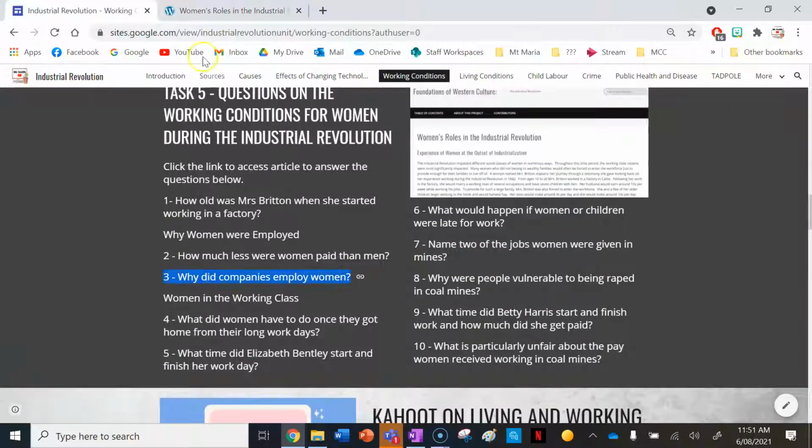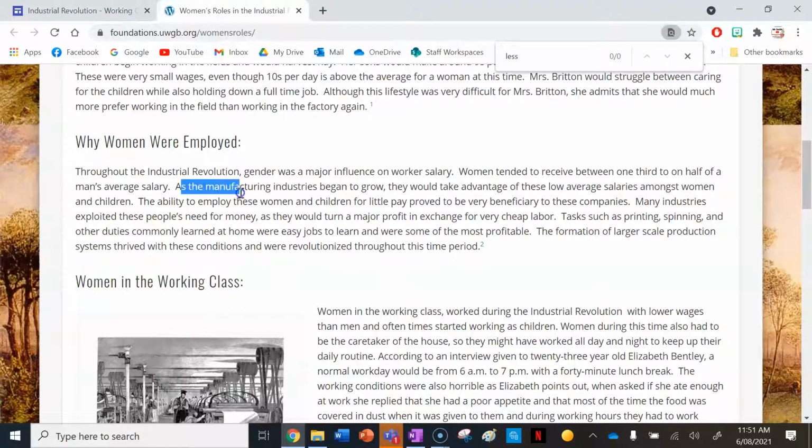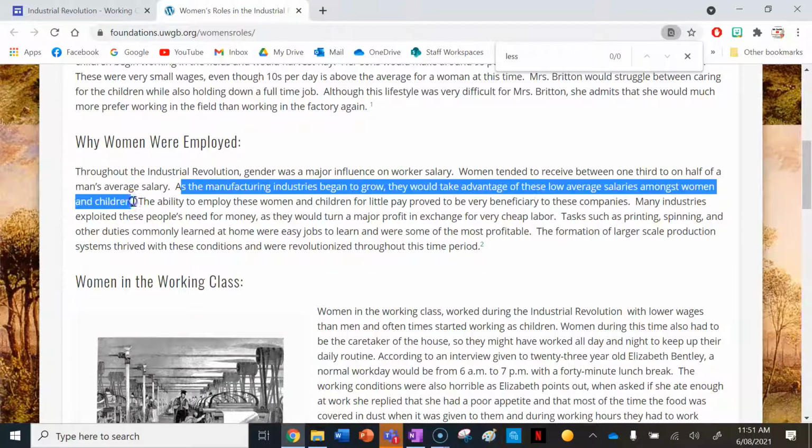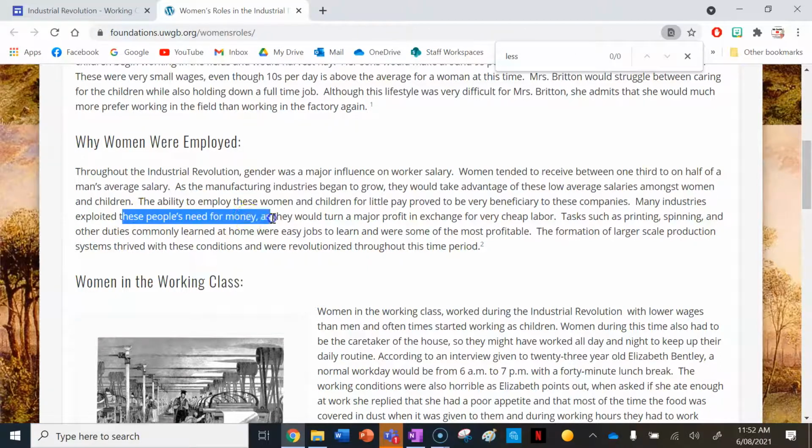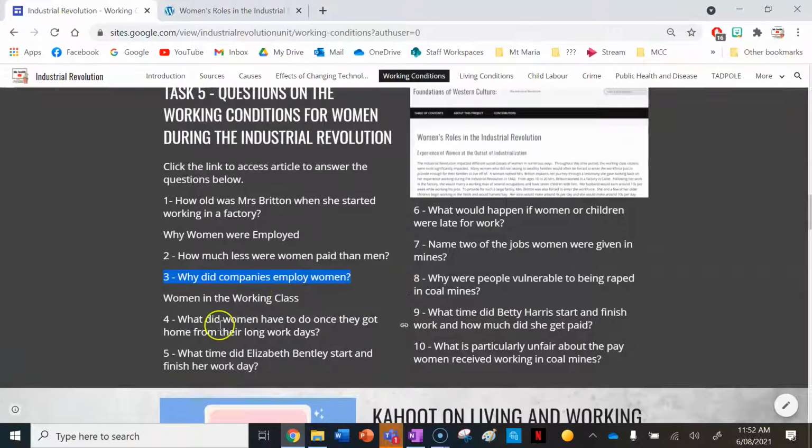Number 3, why did companies employ women? As the manufacturing industries began to grow, they could take great advantage of low wages. The ability to employ these women and children for little pay proved to be very beneficial for these companies. Many industries exploited these people's need for money. So that's my answer. They exploited their need for money as they would turn a major profit in exchange for very cheap labour. So these people are very desperate for money.